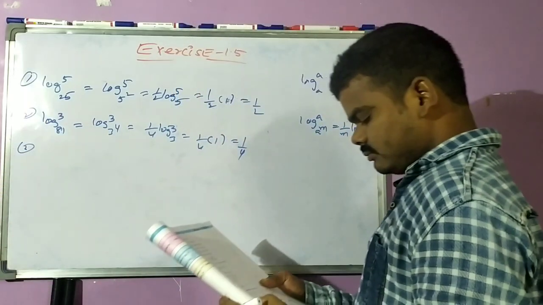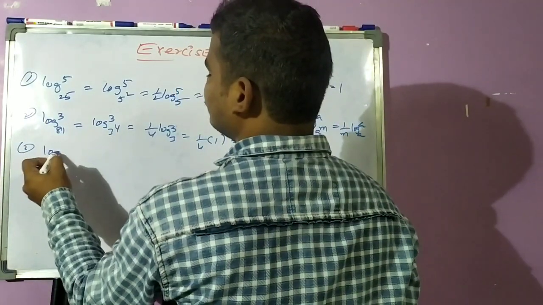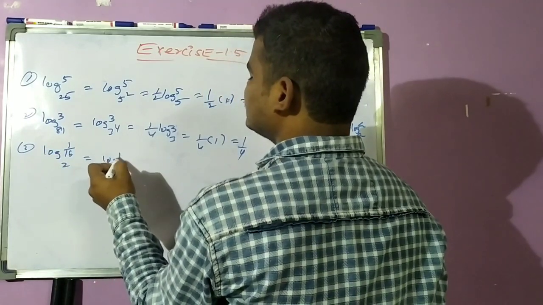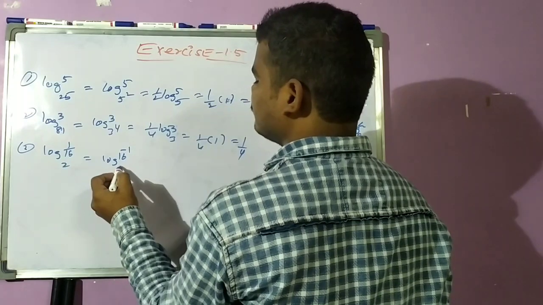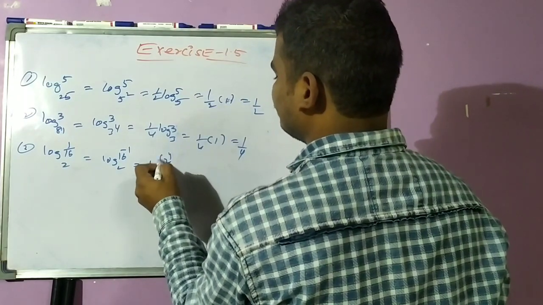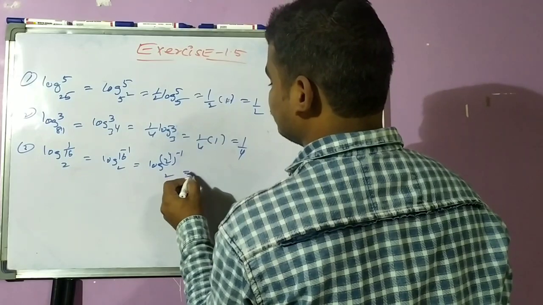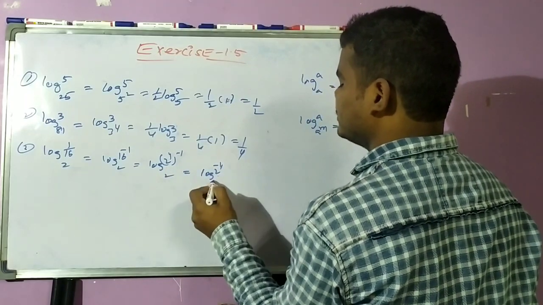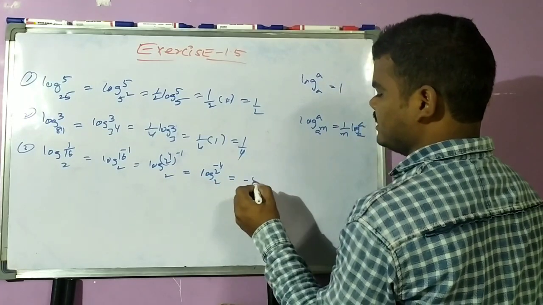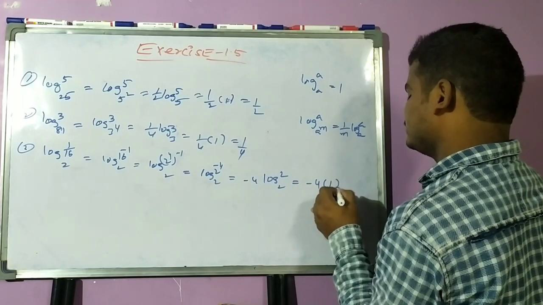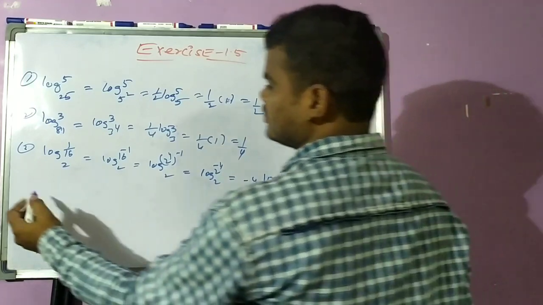Third one, logarithm of 1 by 16 to base 2. Logarithm of 16 power minus 1 to base 2. 16 can be written as 2 power 4, whole to the power of minus 1, to base 2. Here, logarithm of 2 to the power of minus 4 to base 2. Minus 4 into logarithm of 2 to base 2, which is equal to minus 4 into 1, which is equal to minus 4.